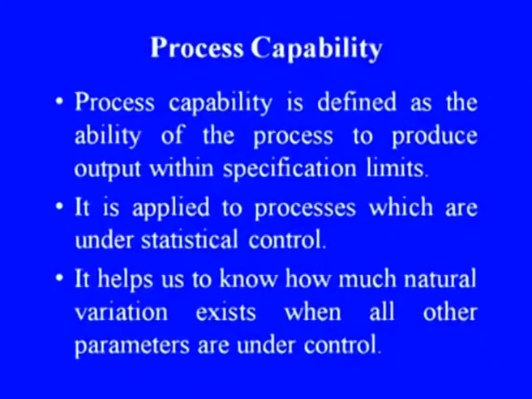Now, let us move on to process capability. Process capability is defined as the ability of the process to produce output within specification limits. It is applied to processes which are under statistical control. It helps us to know how much natural variation exists when all other parameters are under control.